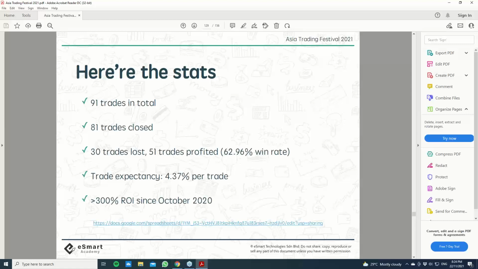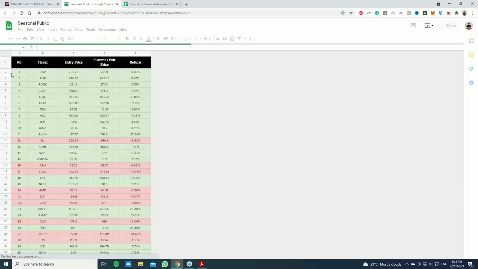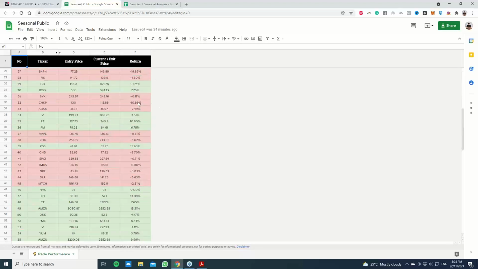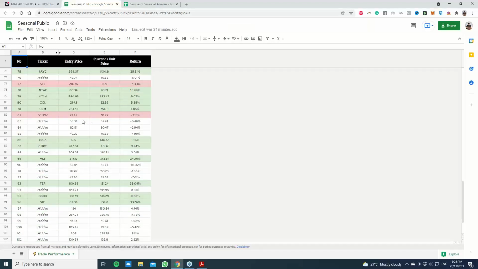And the trade expectancy, which means that for every trade we take based on this strategy, we can expect an average of about 4% return per trade. Of course, some win, some lose, but if you average out, every trade you can expect to make about 4% return. And very quickly to show you, we track all this. You can see over here, since the very first trade we took in October 2020, ticker symbol ITW, and all this we track publicly for all our traders as well. The hidden ones are basically trades that are still running.